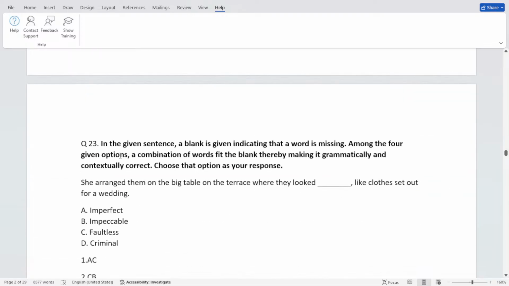Now let us go for the next question. 23rd question. She arranged them on the big table on the terrace where they looked dash like clothes set out for a wedding. So here, accordingly, what will be the correct answer? We have to see. Here, it is perfectly arranged. So accordingly, what will be the correct answer? Imperfect is given, and impassable, faultless, and criminal is given.